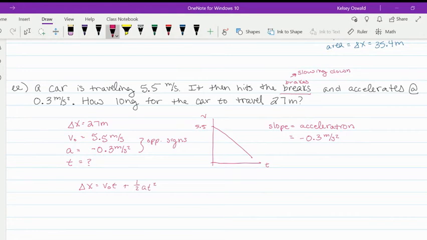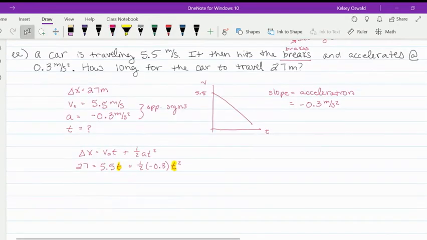All right, so we're going to plug in what we know. We know our displacement is 27. We know our initial velocity is 5.5. And we know our acceleration is negative 0.3. And then we're going to multiply that by t squared. If we look at this, we have t in 2 different places. Okay, so since t is in 2 different places, we're going to have to solve this one a little differently.